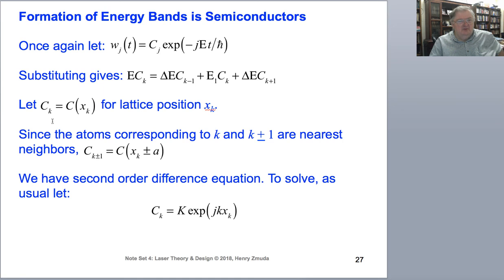In other words, C sub k is for lattice position x sub k, atom k, and on either side I have one of them k plus 1, the other one k minus 1. They're going to be periodic, and the lattice spacing is a. So this is a difference equation where the C sub k's follow a second order difference equation. How do you solve a second order difference equation? Again, you do it much the same way you solve a differential equation.